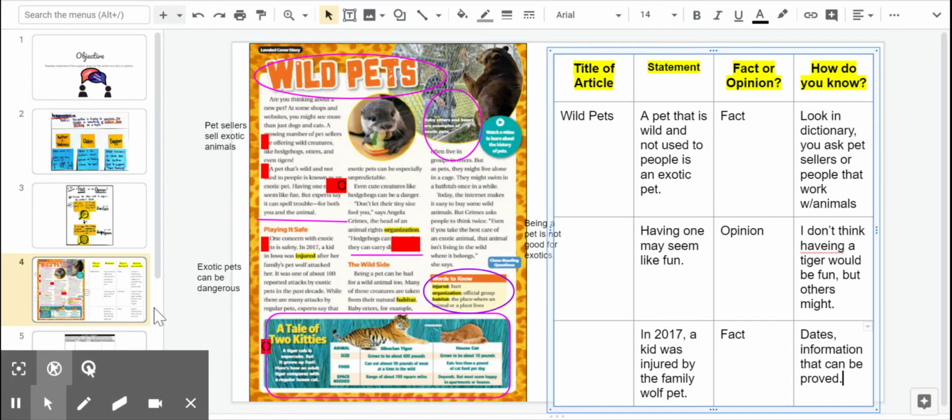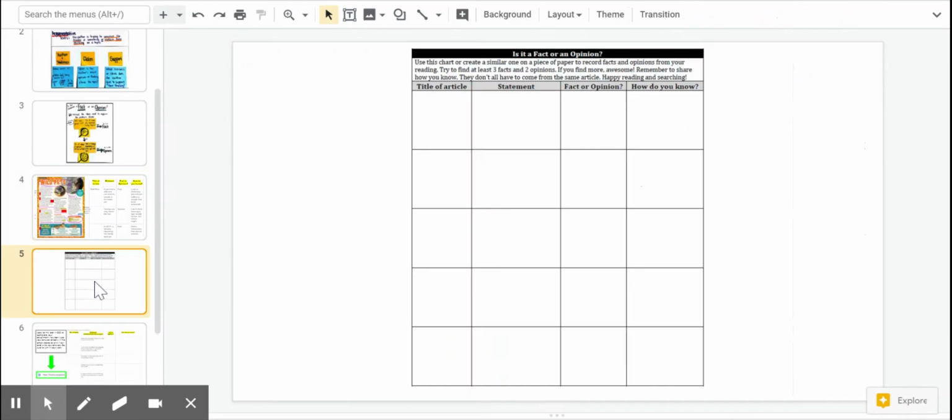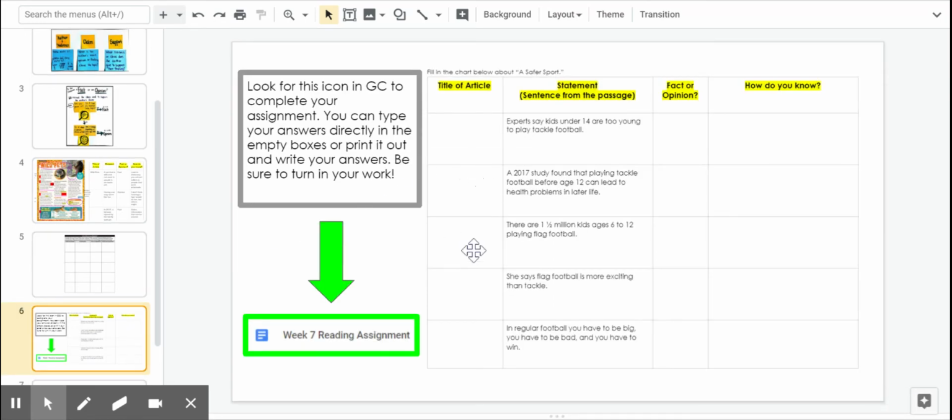And let me kind of show you what it looks like. Okay? You may choose to use this that's in your packet. Okay? And what you're going to do is you're going to find 3 facts and 2 opinions in your assignment. And I'm going to show you that in just a second. Okay? So this is what it would look like in your packet. Okay? However, we're going to provide the statements for you. We're going to make it easy for you.